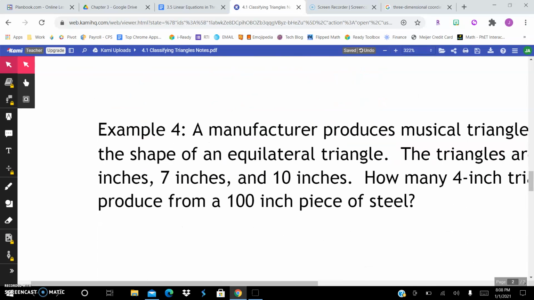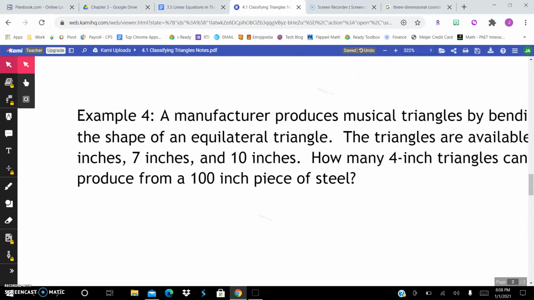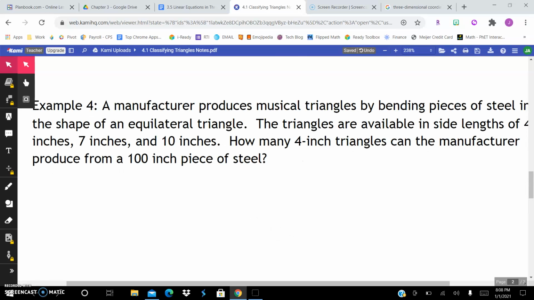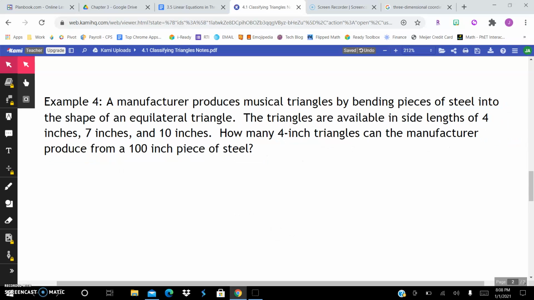And then for our last example, we have a manufacturer produces musical triangles by bending pieces of steel into the shape of an equilateral triangle. The triangles are available in side lengths of 4 inches, 7 inches, and 10 inches. How many 4-inch triangles can the manufacturer produce from a 100-inch piece of steel?